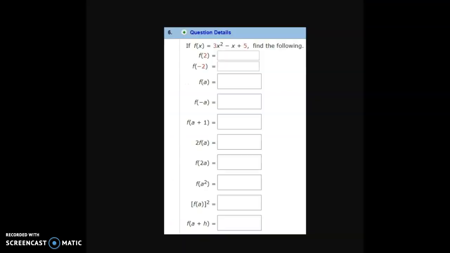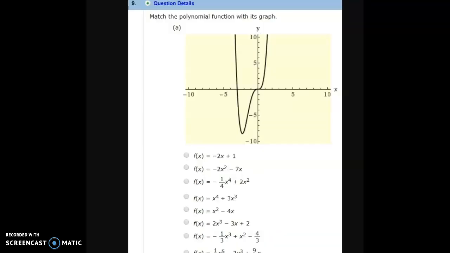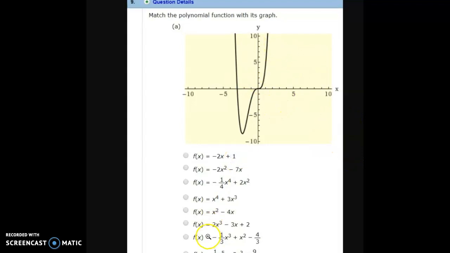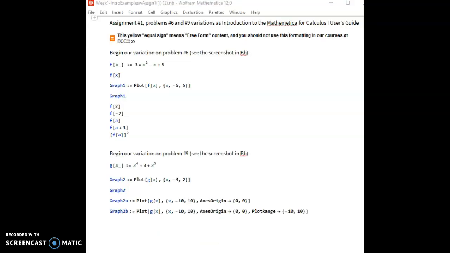This was question 6, where it gave you f of x equals 3x squared minus x plus 5, and asked you to find all these different things using function notation. And this was question 9 that gave you a graph and asked you which of these equations could be this graph to match it. So let's use Mathematica to actually see how we can use Mathematica to help us to check our answers to make sure they're right.